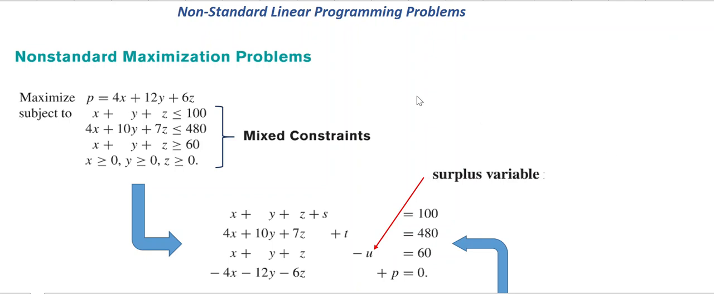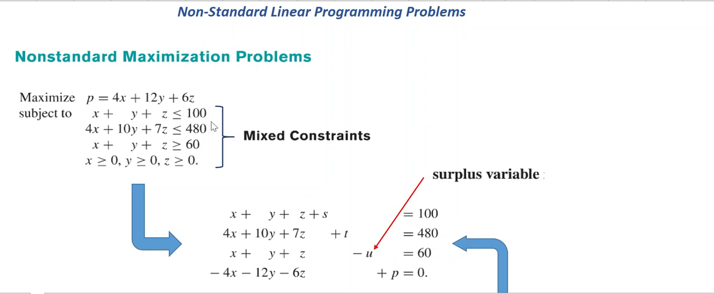So in this example, we are asked to maximize p equals 4x plus 12y plus 6z. This looks like a maximization problem like we've seen before. And we have three constraints plus the non-negativity constraints. The first constraint: x plus y plus z is less than or equal to 100. And the second one: 4x plus 10y plus 7z is less than or equal to 480.